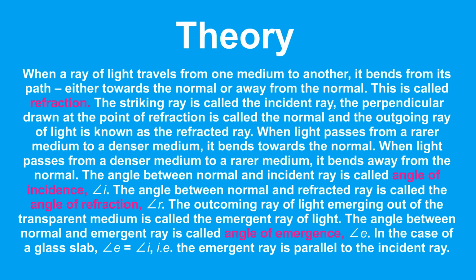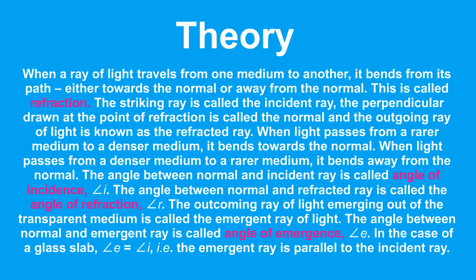Theory. When a ray of light travels from one medium to another, it bends from its path either towards the normal or away from the normal. This is called refraction. The striking ray is called the incident ray. The perpendicular drawn at the point of refraction is called the normal, and the outgoing ray of light is known as the refracted ray. When light passes from a rarer medium to a denser medium, it bends towards the normal. When light passes from a denser medium to a rarer medium, it bends away from the normal.